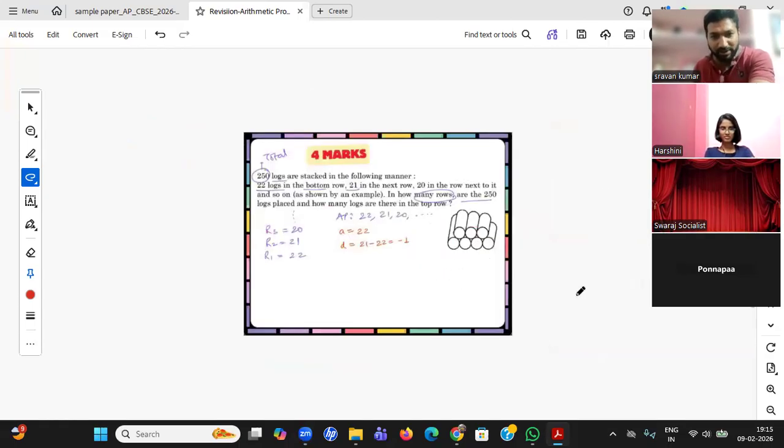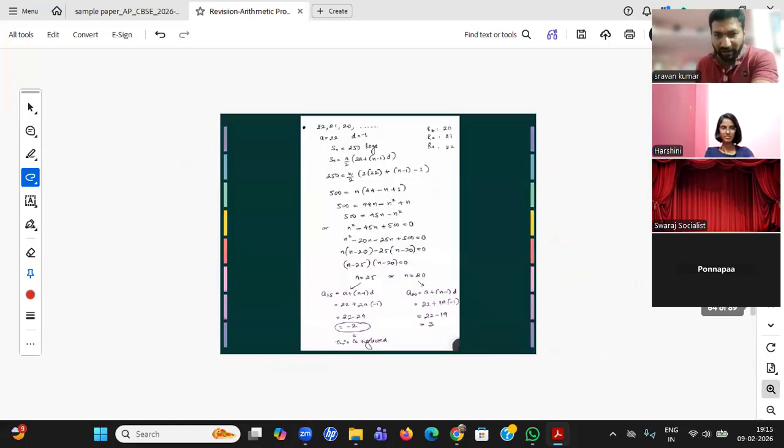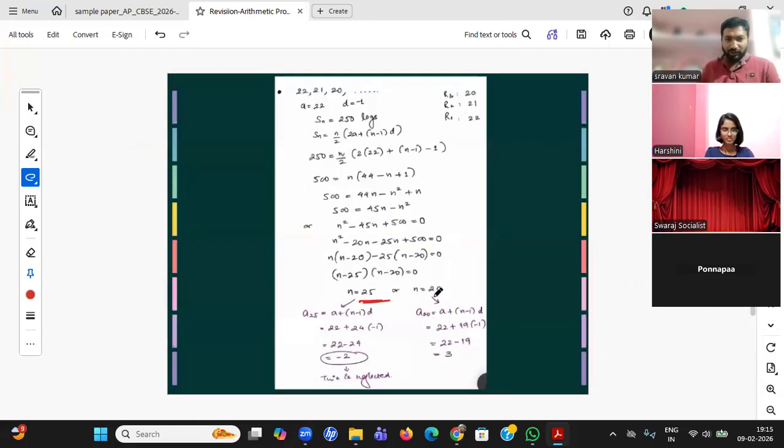Okay, so let me see your answers, students. Finally you will get n equal to 25 or 20 is the right answer. But when you go for a n, you are getting a n equal to minus 2, which is not possible. That means in the last row, will you get minus 2 logs? Which is not possible. So the right combination is n equal to 20 and a n equal to 3.